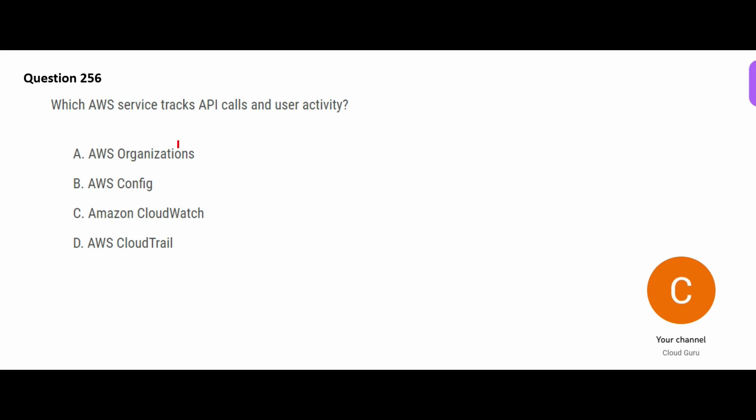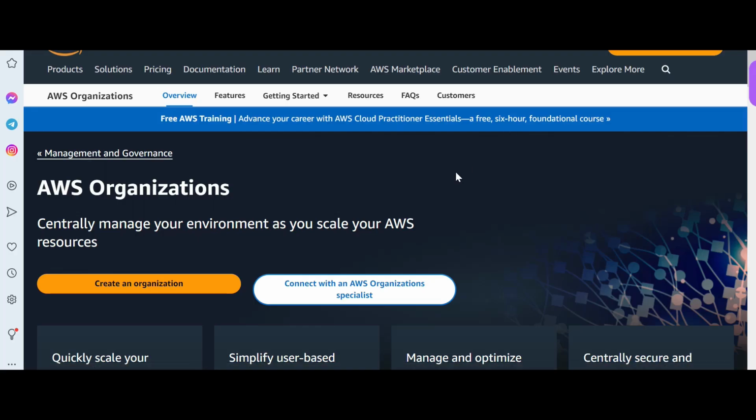The options, if you see, this organization, see, organization is wrong. Organization, why do we use? To organize. Organize what? To organize a party. To organize a rally. You can organize your resources. You can centrally manage your resources. Typically imagine Amazon.com. They must be having so many resources. They can use Organizations to centrally see what resources I have and manage your environment as you scale up.